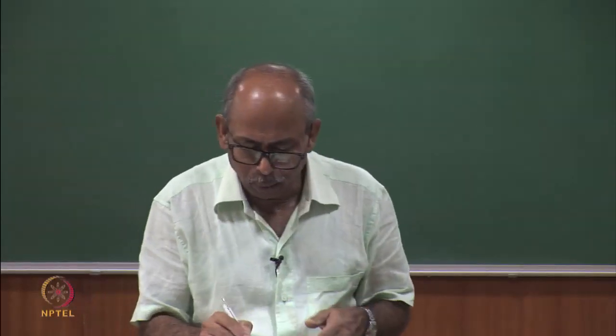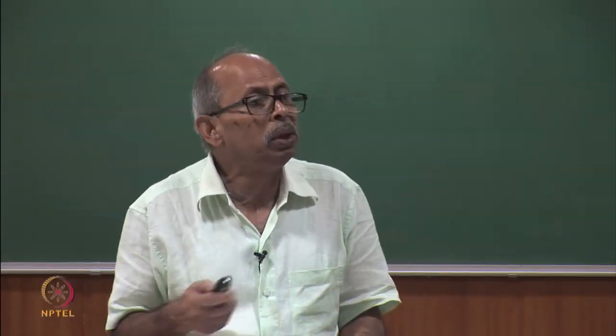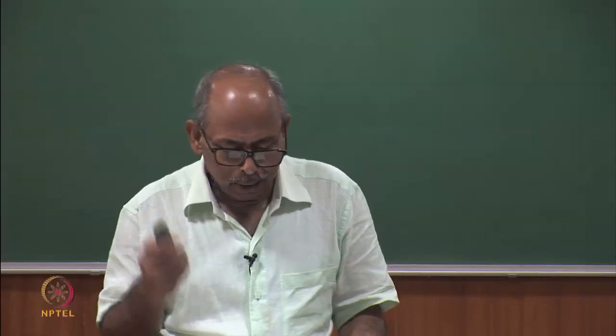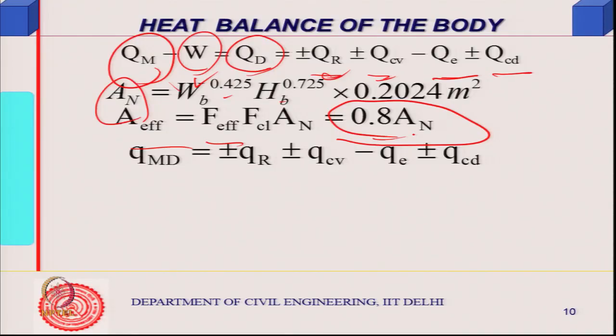So we take it roughly as 0.8 N, through which heat has to be dissipated. So QMD is equal to Q, this is per unit area. I can now divide by the area. The heat that is to be dissipated is given by this expression, and if I divide by 0.8 N, then I get it per unit area.